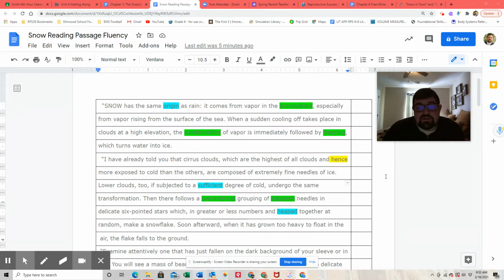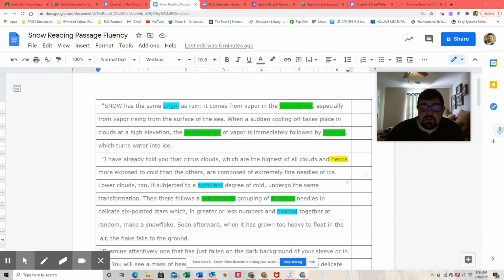Snow has the same origin as rain. It comes from vapor in the atmosphere, especially from vapor rising from the surface of the sea. When a sudden cooling off takes place in clouds at high elevation, the condensation of vapor is immediately followed by freezing, which turns water into ice. I have already told you that cirrus clouds, which are the highest of all clouds and hence more exposed to cold than others, are composed of extremely fine needles of ice. Lower clouds, too, if subjected to a sufficient degree of cold, undergo the same transformation.